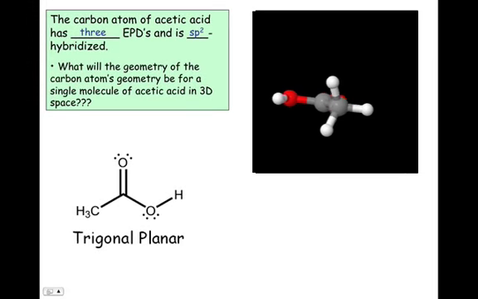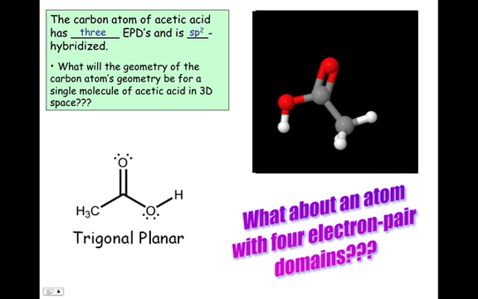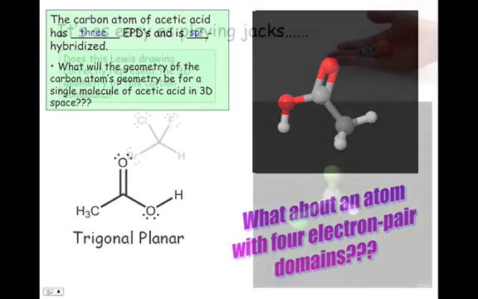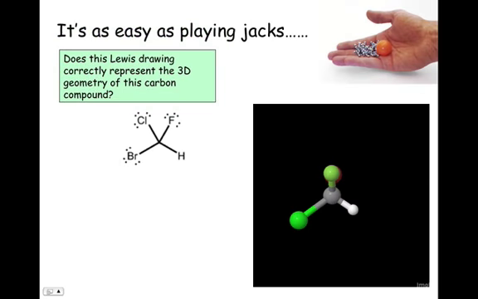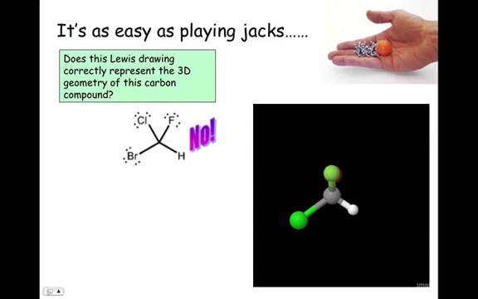But what about the case when an atom has four electron pair domains? How can we use the VSEPR model to predict the orientation of each of these electron pair domains in space about that atom? While this is probably the toughest example to visualize on paper, it becomes a bit easier if we consider a playing jack. Does the Lewis structure below correctly represent the three-dimensional geometry of this carbon compound? And the answer is no.